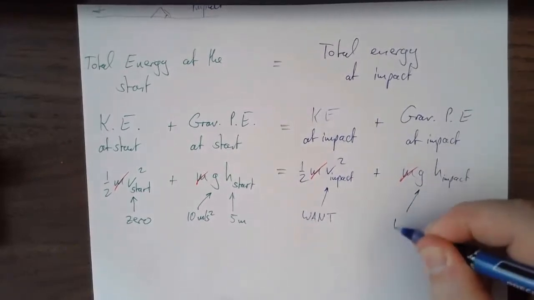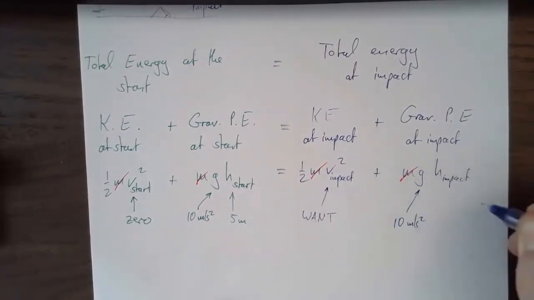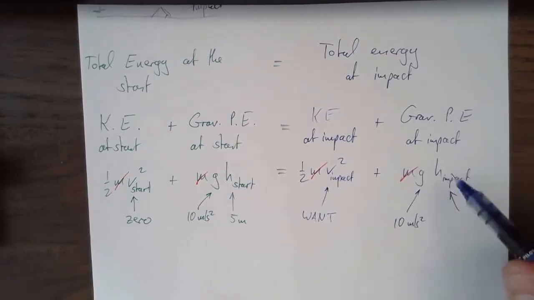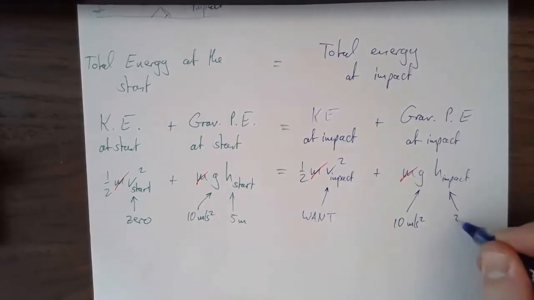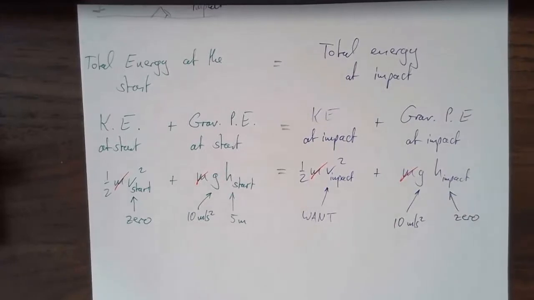g again is 10 meters per second squared. And the height of impact, what's that? Well, it's 0, because that's the ground, right? Actually, who says the ground is at 0 height? We'll talk about that in just a bit.